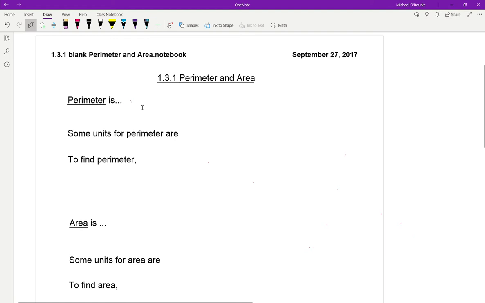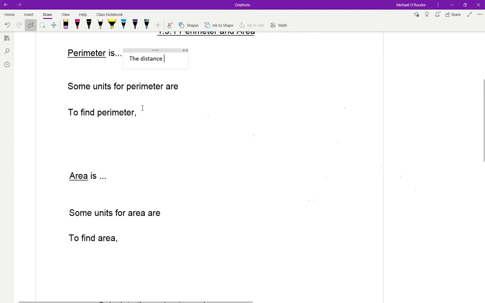The perimeter is the distance around the outside of an object. Okay, so how long it would take you to go around, not how long, the distance around the outside of an object is going to be the perimeter. Next one is some units. What do you measure perimeter in?